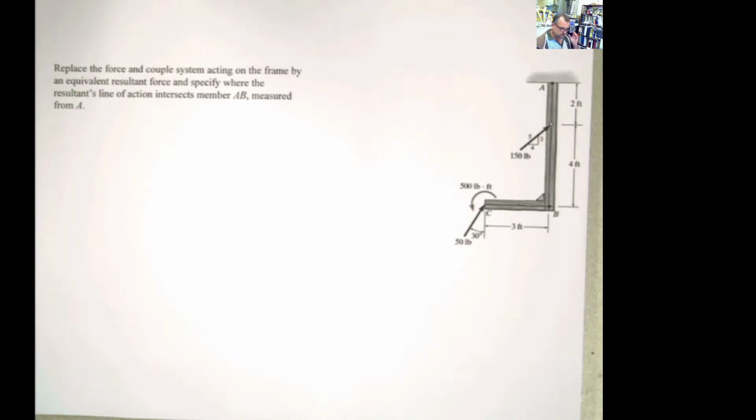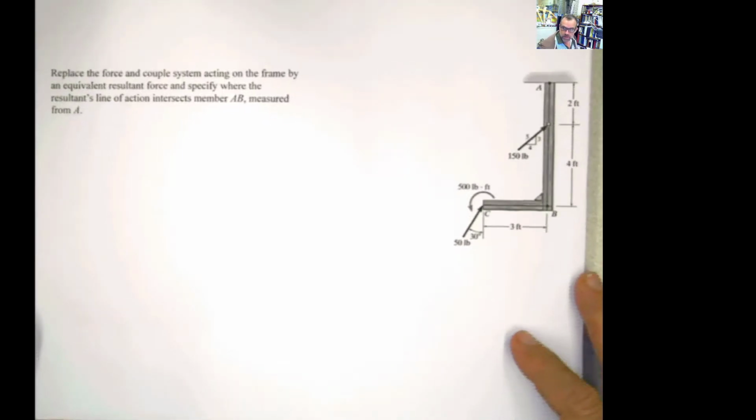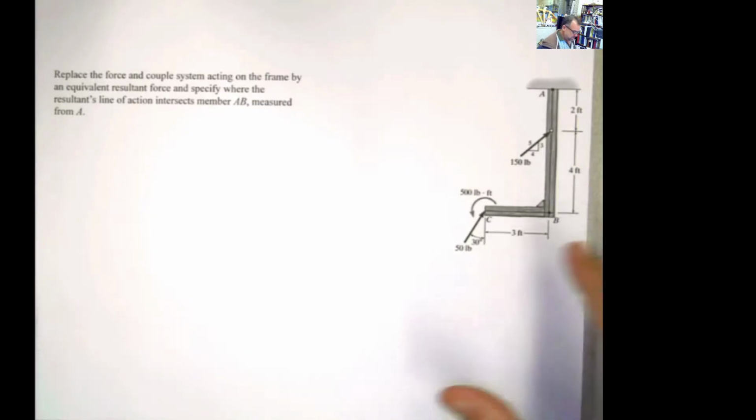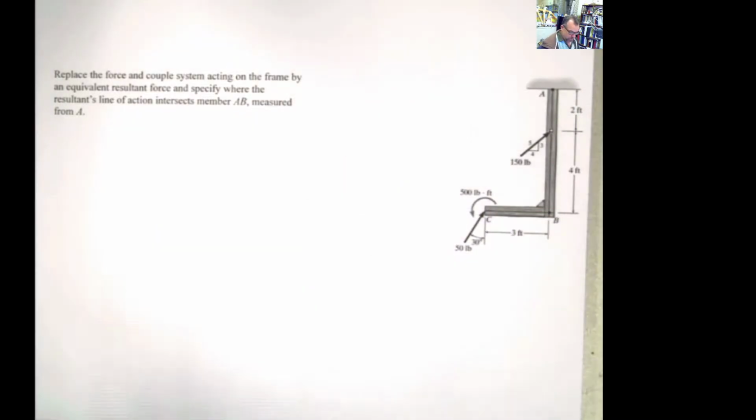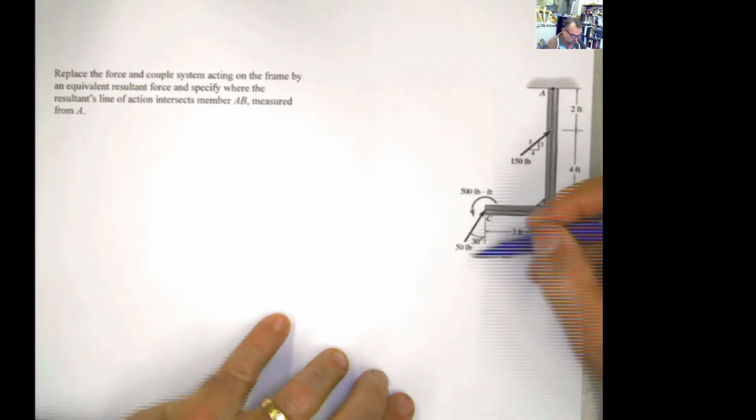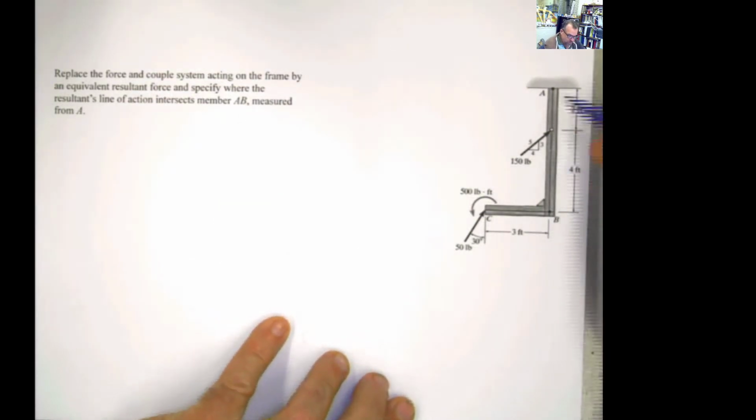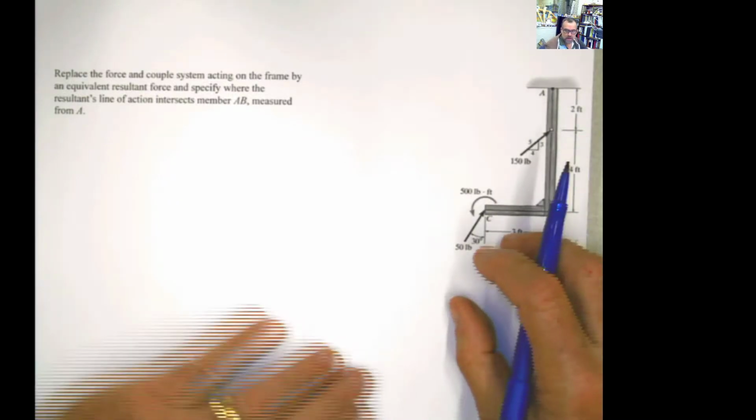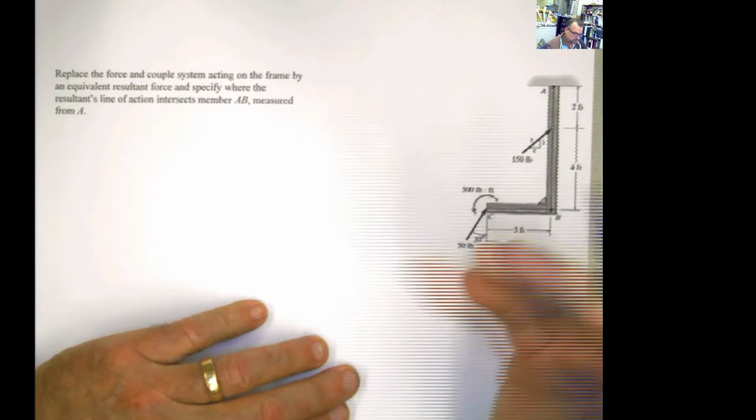Hello guys again. So continuing with the equivalent system series, let's try this problem out now. This problem is asking you to replace all of those forces and moment with only one force acting along this line measured from the point A. There are people that do this at once. I like to do it by parts.